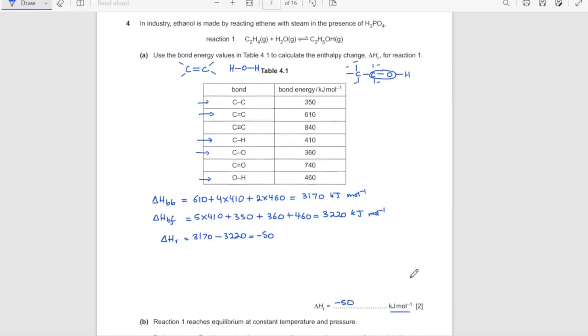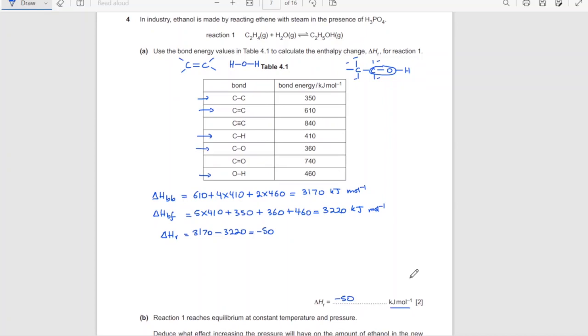Now, one little shortcut that could have been used over here is you may notice that we have 4 carbon-hydrogen single bonds on the reactant side. So I'll write this over here. We have 4 carbon-hydrogen single bonds over here. And on the product side, we have 5 of them.